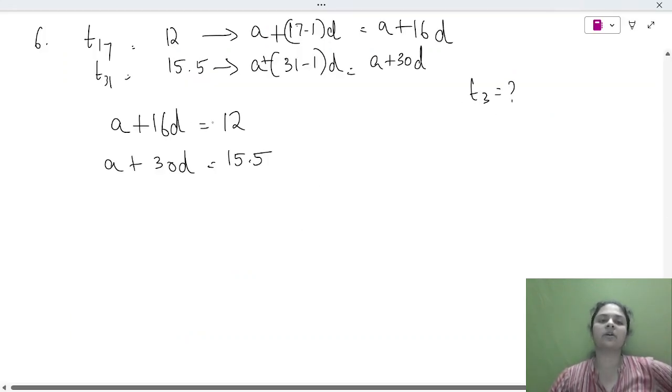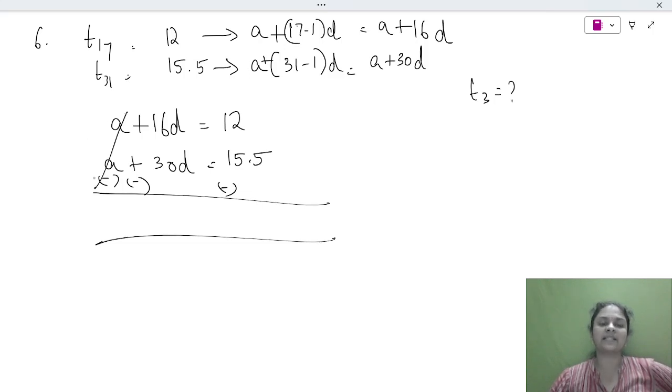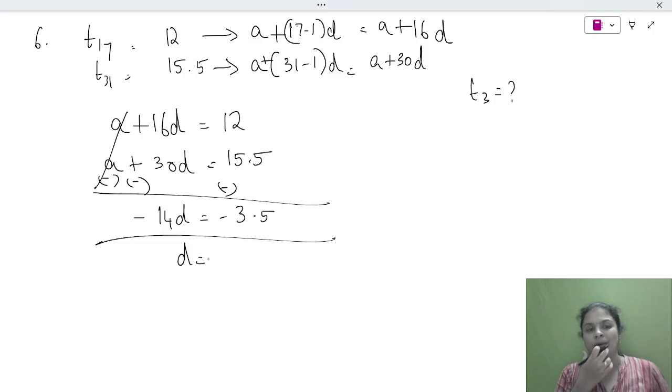They are asking us to find out T3. For us to find this out, we need to solve for A and D. How to solve for A and D? Just do equation solving. I am subtracting the two equations. I will cancel A and A. I will get minus 14D is equal to minus 3.5. So D is equal to, minus and minus will cancel, 3.5 by 14, which is 0.25.